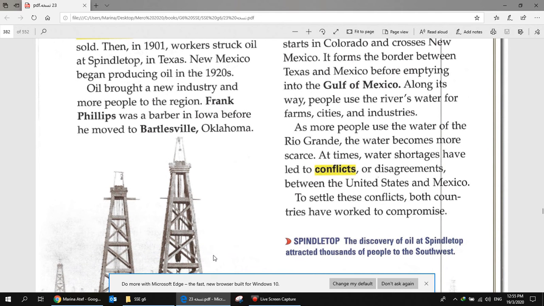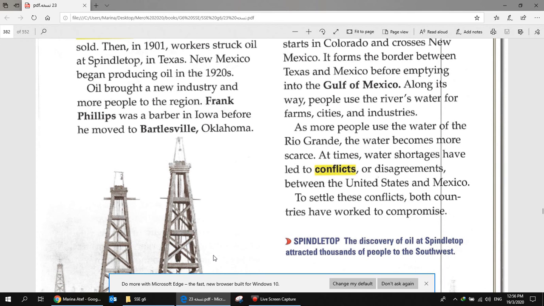But at times there was a water shortage. Sometimes the river is not enough. Sometimes, in times of drought or dry periods, no rains and no flooding, it makes a conflict. Conflict means disagreement. Conflict means disagreement between the United States and Mexico, the country. I'm not talking about New Mexico as a state, which we have in the region already. I'm talking about the country, Mexico.